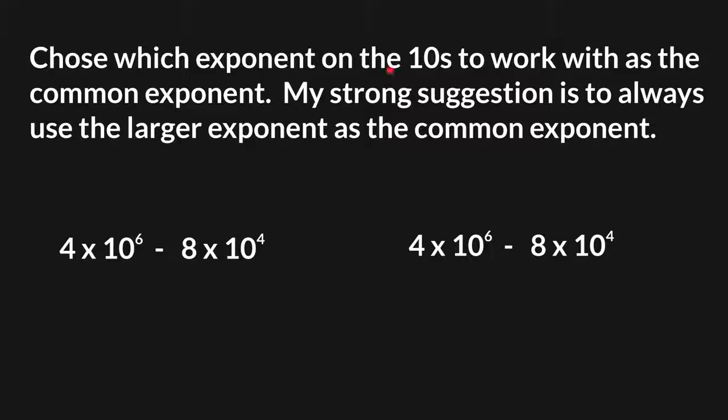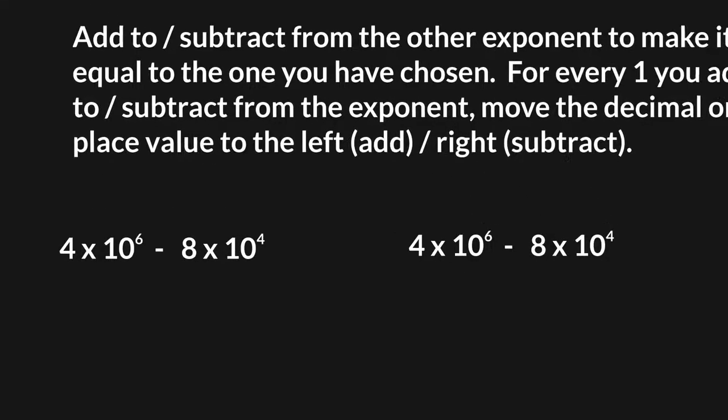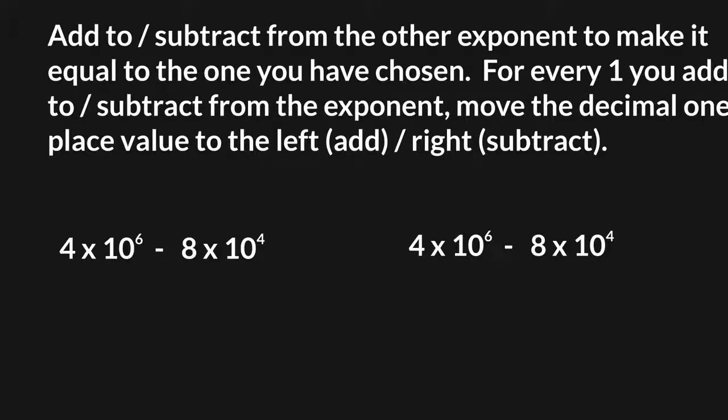Okay, let's move this out of the way. Bring up this. Okay, we're going to add to, or subtract from, the other exponent to make it equal to the one you have chosen. On this side, since I chose the 6, I'm going to add 2 to the 4 in order to make it a 6. On this side, since I chose the 4, I would subtract 2 from the 6 to make it into a 4.